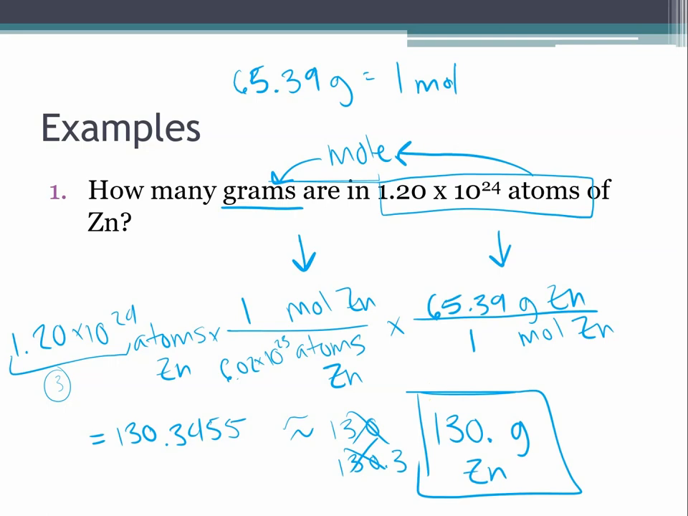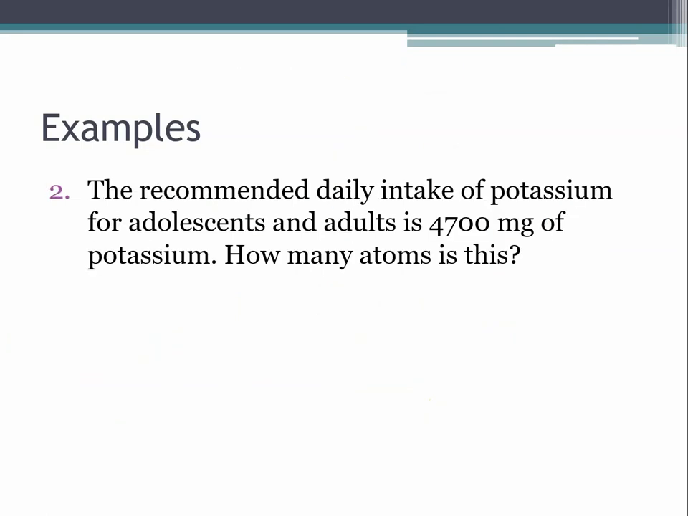All right, last problem. Here we go. All right, example number 2 says the recommended daily intake of potassium for adolescents and adults is 4,700 milligrams of potassium. How many atoms is this?